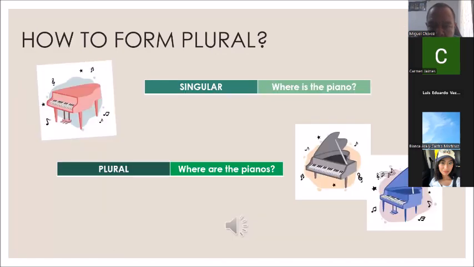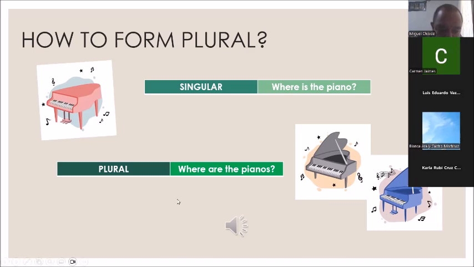How to form plurals? Firstly, nouns have 2 forms, singular and plural. Singular form nouns refer to a single person, place, or thing and are easy to understand. For example, where is the piano? In this sentence, the noun is the word piano and it is singular because there is only one. If there were more than one piano, the sentence would be, where are the pianos?